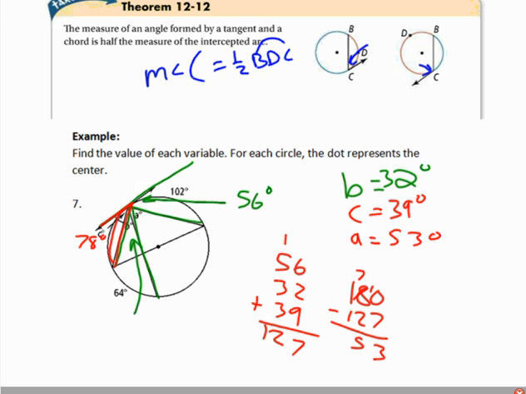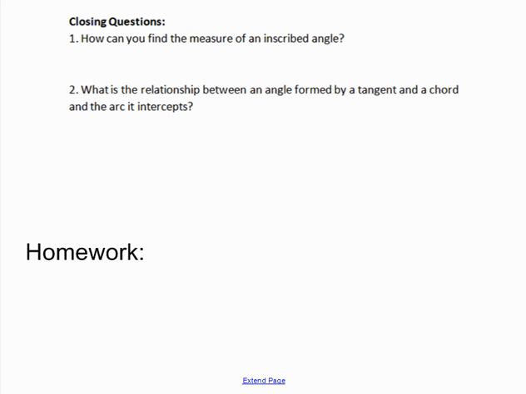theorem. So finish it off by looking at these closing questions. Think about what you learned. There's a lot in there. Some confusing things, I think. But how can you find the measure of an inscribed angle? And what is the relationship between an angle formed by a tangent and a chord and the arc it intercepts?